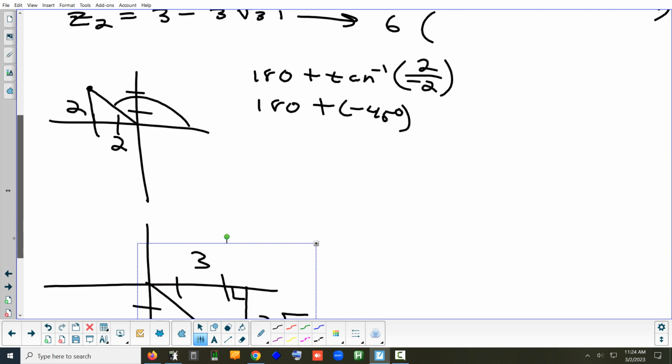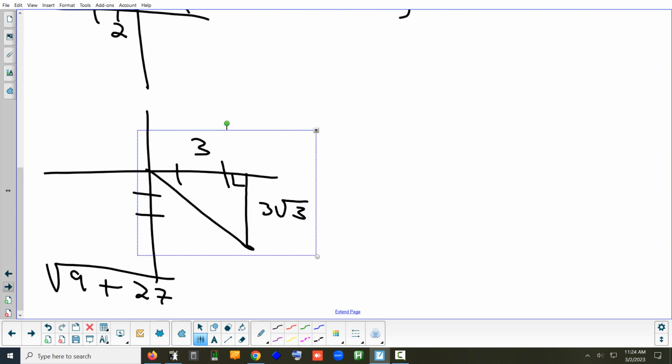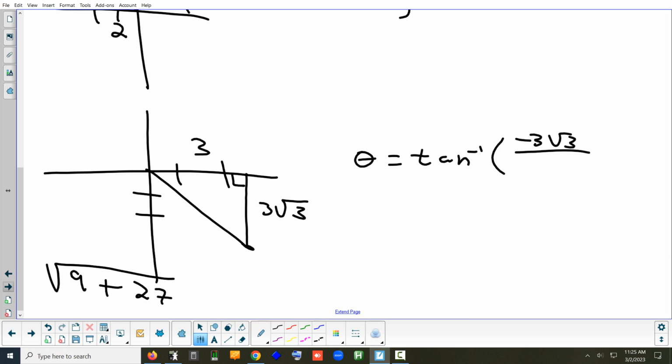But I need my angle. Okay, what quadrant am I in? 4. And what's the formula for theta? Inverse tangent of y, negative 3 root 3.